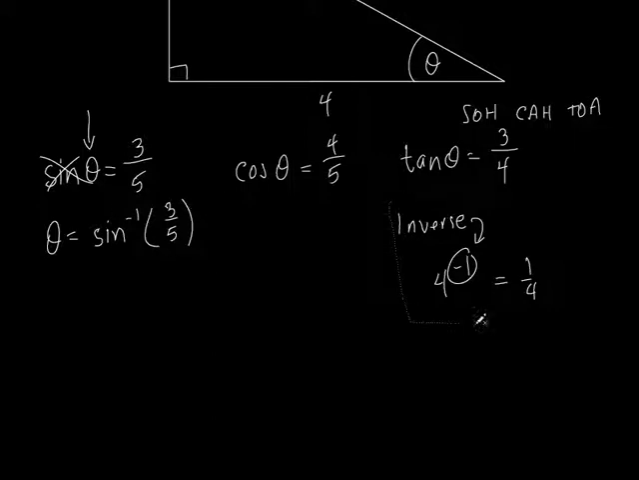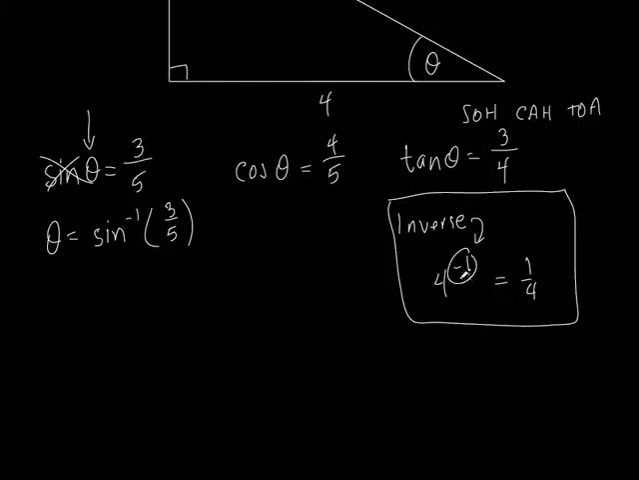So all this stuff right here, don't worry about all the details of it, but just understand that when I show the inverse of something, I take it to the negative first power. So theta is equal to the inverse sine. Do you see that? Inverse sine, because that little negative first means inverse. The inverse sine of 3 divided by 5.